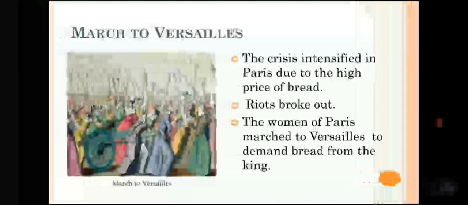March to Versailles. Versailles is a palace. However, the crisis intensified in Paris due to the high price of bread. Riots broke out. The women of Paris marched to Versailles to demand bread from the king. The crowd was in an aggressive mode and demanded that bread be provided to them. The royal family, including the king, was mobbed. They forced the king and the royal family to go with them to Paris.